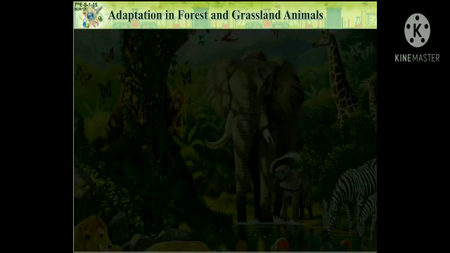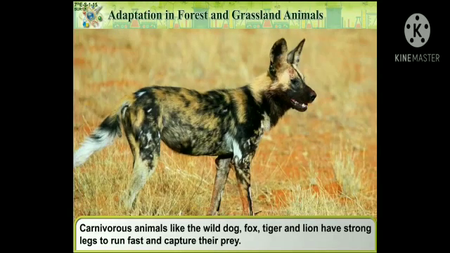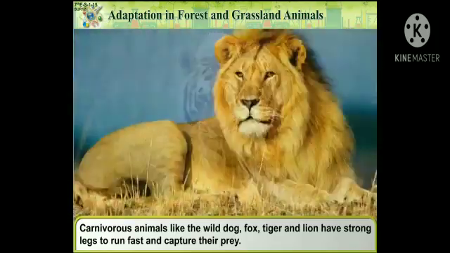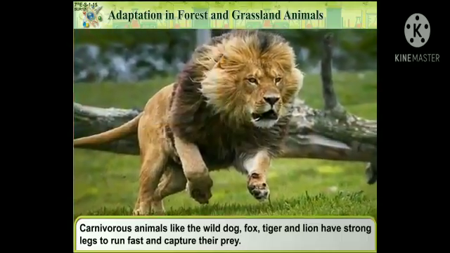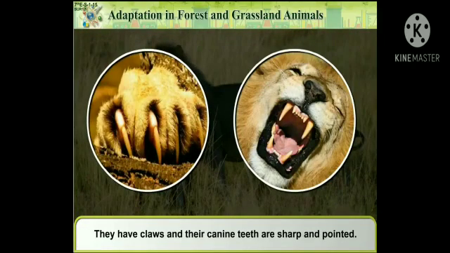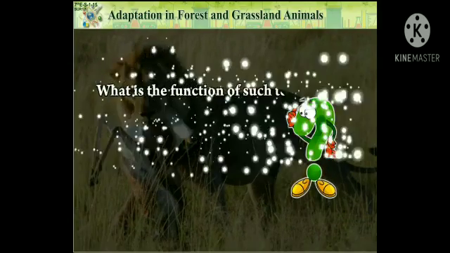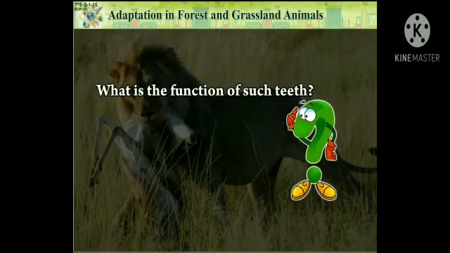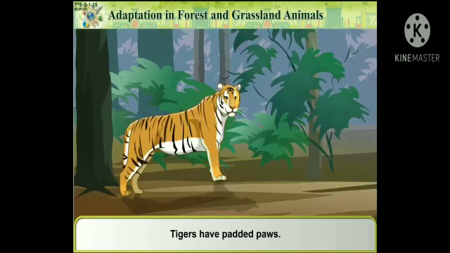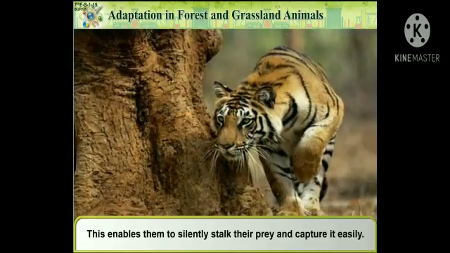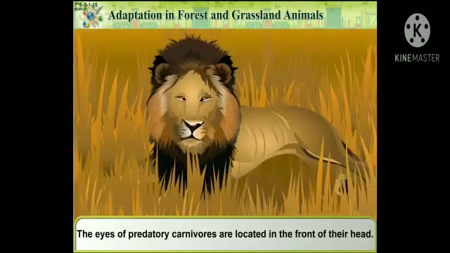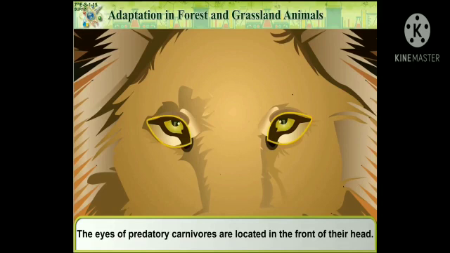Adaptation in forest and grassland animals. Carnivorous animals like the wild dog, fox, tiger and lion have strong legs to run fast and capture their prey. They have claws and their canine teeth are sharp and pointed. What is the function of such teeth? Such teeth are used to cut flesh of animals. Tigers have padded paws. This enables them to silently stalk their prey and capture it easily. The eyes of predators are located in the front of their head.